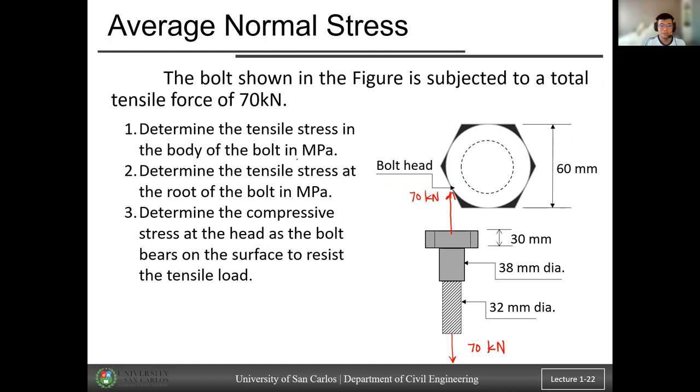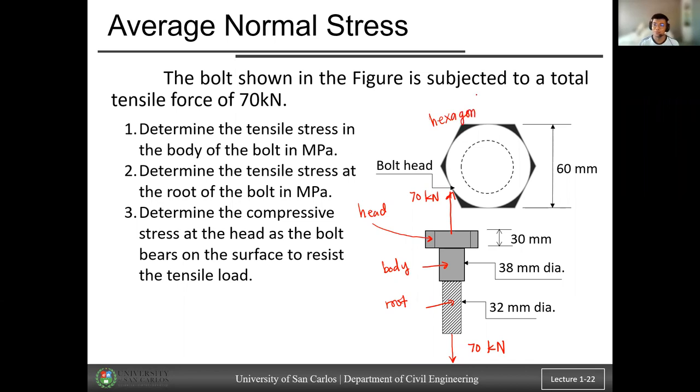We need to determine the tensile stress in the body of the bolt. The body of the bolt is this one. Next, we need to determine the tensile stress at the root of the bolt, which is this one. That's the root. Then lastly is the compressive stress at the head of the bolt. This is the head of the bolt. Notice that the head of the bolt is a hexagon.